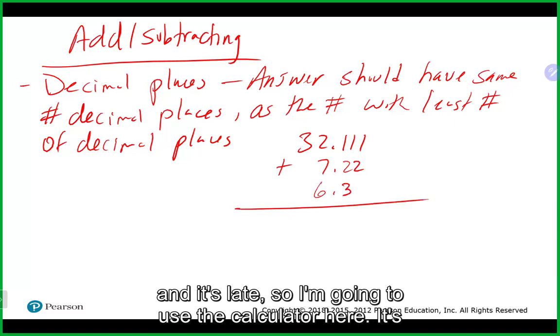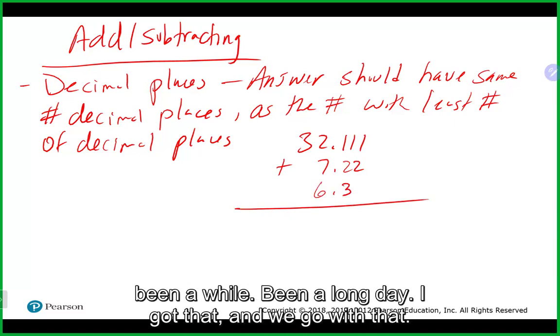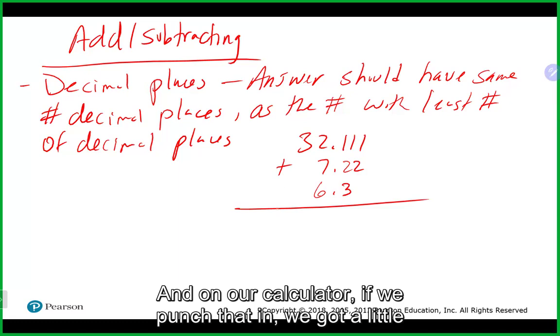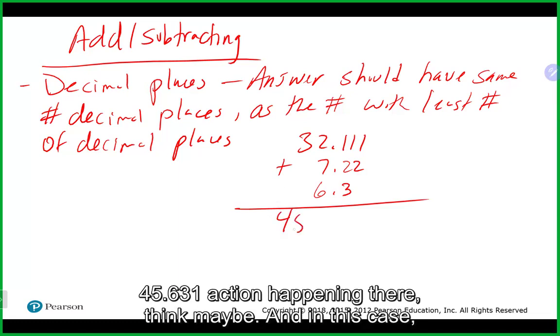And it's late, so I'm going to use the calculator here. It's been a while. It's been a long day. I got that, and we'll go with that. On our calculator, if we punch that in, we got a little 45.631 action happening there, I think, maybe.